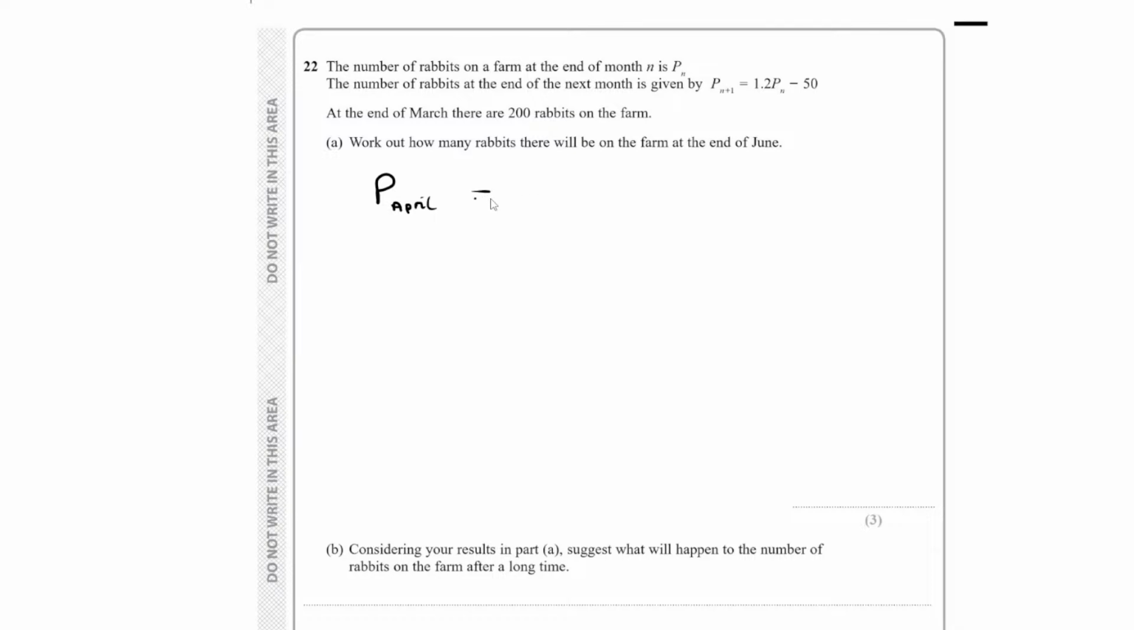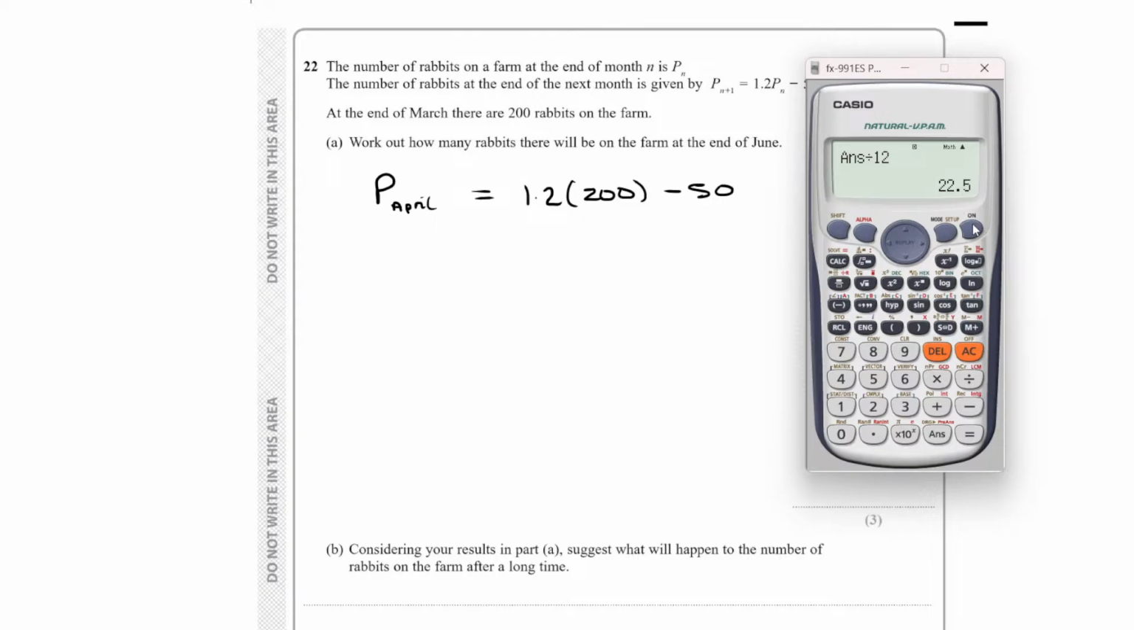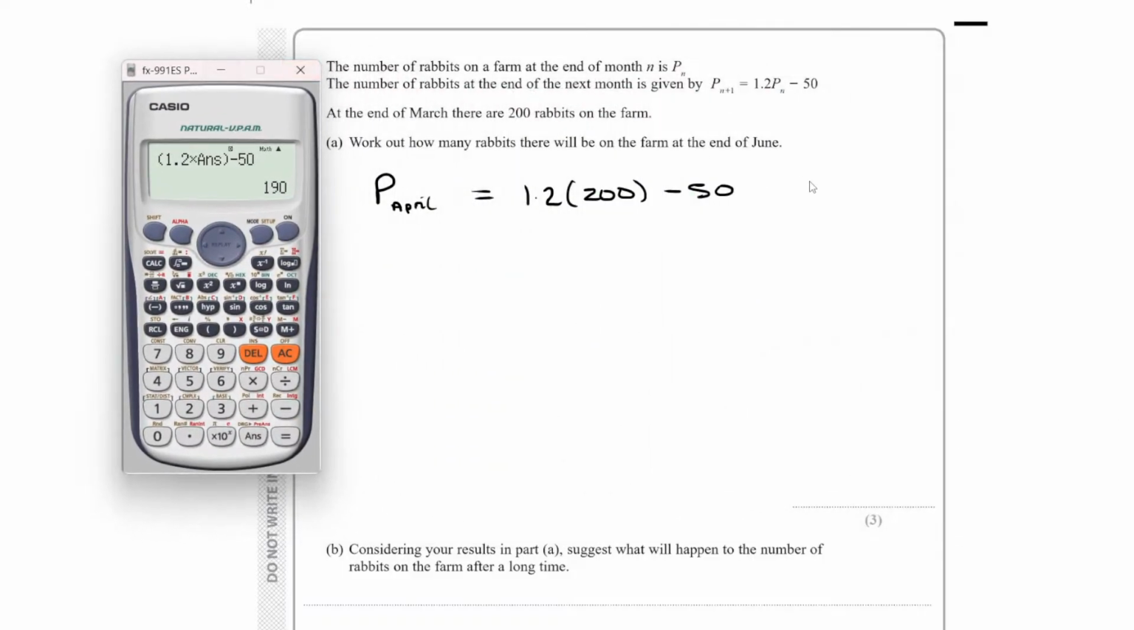So P April would be the same as 1.2 times March, which was 200, minus 50. I'll write down the first line to show them that I know I have to substitute it in, and then I won't really write it down again. You obviously have to know your months. Put your starting value, 200, into a calculator, then type in the formula: 1.2 times the previous answer, minus 50, not 60, 50. Press equals. So for April, that's 190.